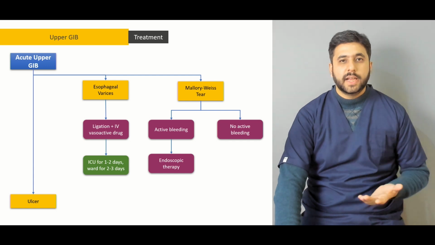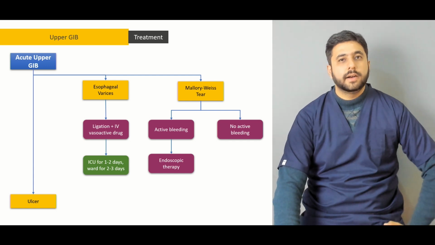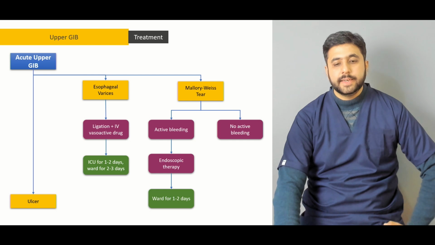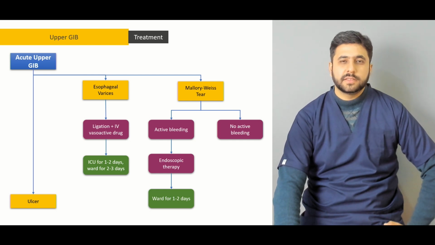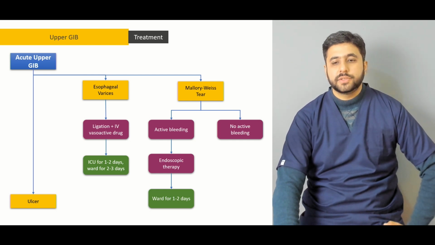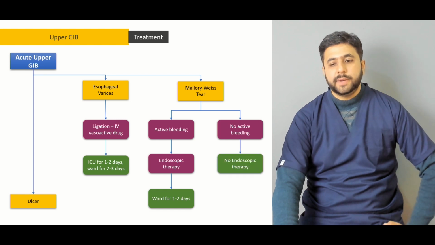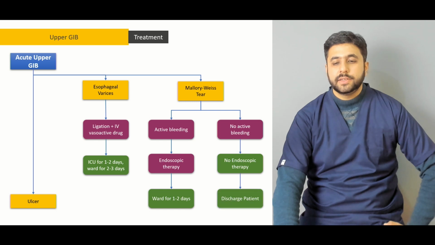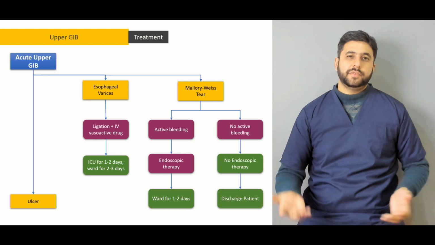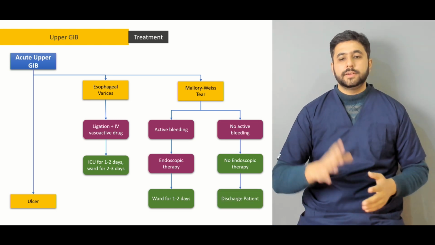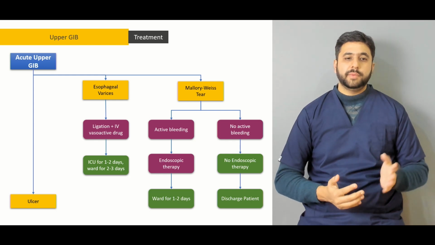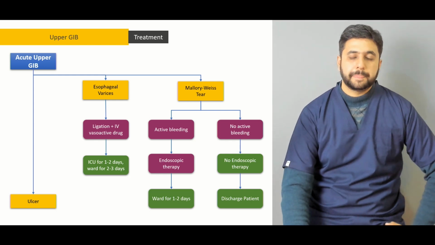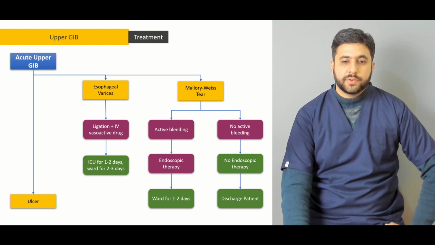And then with the help of an endoscope, you can fix that bleeding there and then. And then you can monitor that patient for a couple of days in the hospital. Afterwards, he can be discharged. But if there is no active bleeding, there is no need for endoscopic therapy. You just monitor that patient and discharge that patient. And if the occurrence is fairly common or the patient presents with active bleeding, then you can go and scope the patient. All right. We've talked about the varices and the Mallory-Weiss tear.